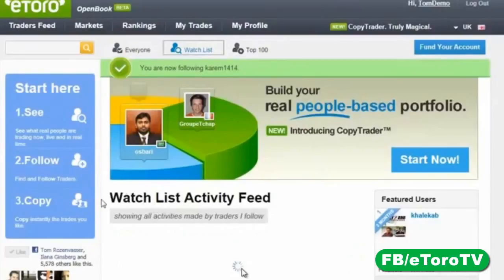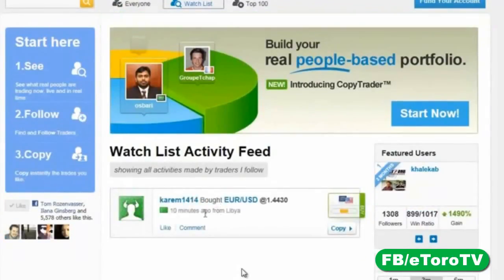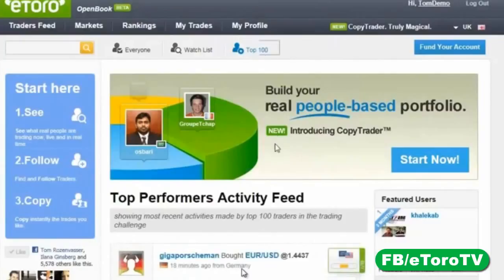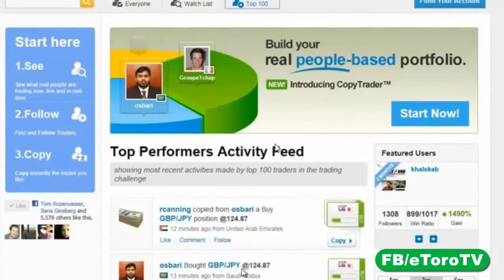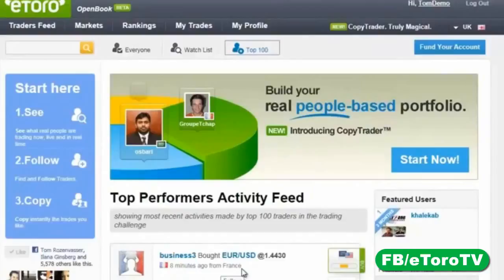Let's open our watch list. And the watch list is a trading feed of only the people that we chose to follow. And here we see the position that Karim has opened. The top 100 is the last feed, and that is of the people that are in the top 100 list of traders this week. Very good. So now we know what we can see. Follow, I already showed you that as well. You can follow people, you can add them to your watch list, but we can also copy.